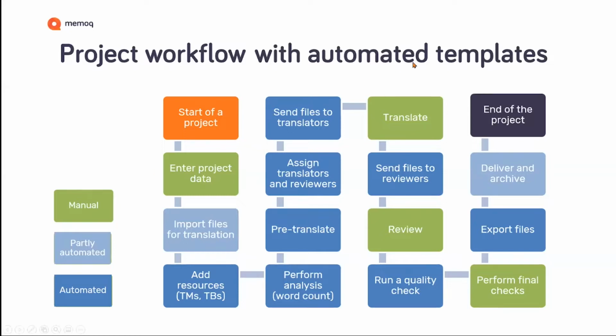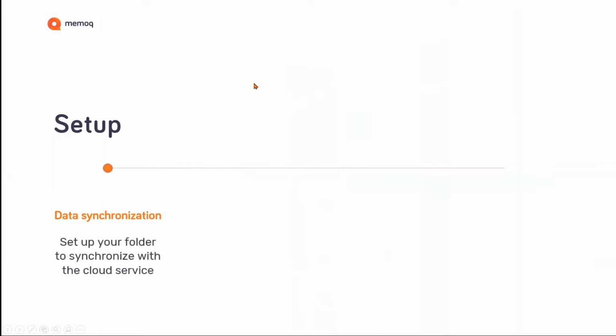So let's have a look at the setup that will be necessary here. First of all, we have to focus on the data synchronization. You will need a way to set up the synchronization between, for example, your Google Drive and your local computer or your local server in general, right? How this would work: we will need to set up the folders to synchronize with the cloud service.